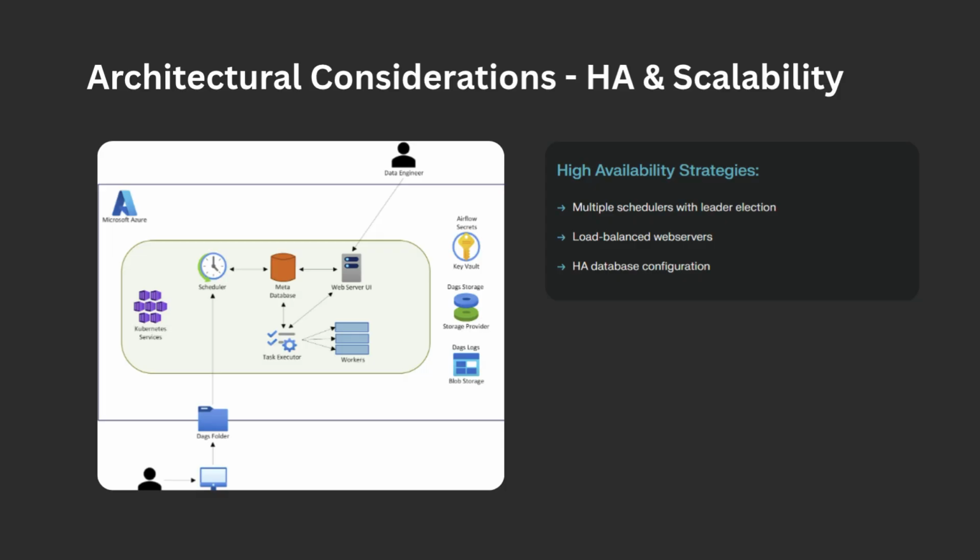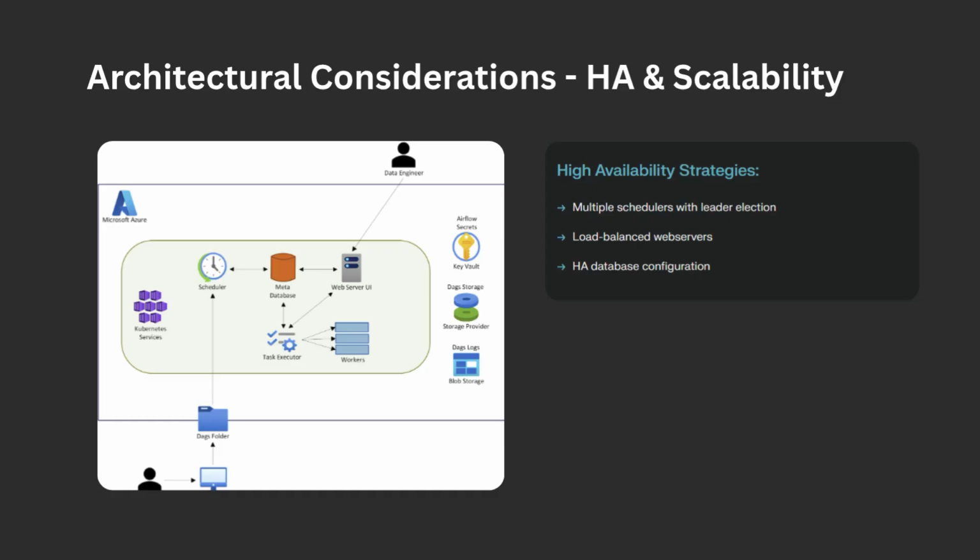Webserver high availability. This is achieved by running multiple Webserver instances behind a load balancer. Since the Webserver is stateless, this is a straightforward way to ensure uptime and handle increased traffic. Metadata database high availability. This is the most critical point of failure. Your metadata database should be deployed using a highly available configuration with replication and automated failover, such as a PostgreSQL cluster.